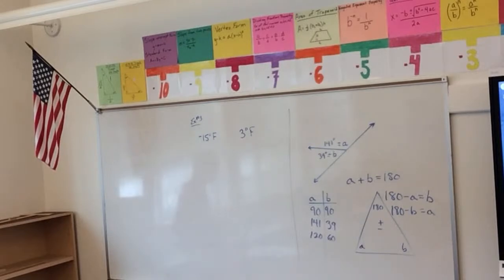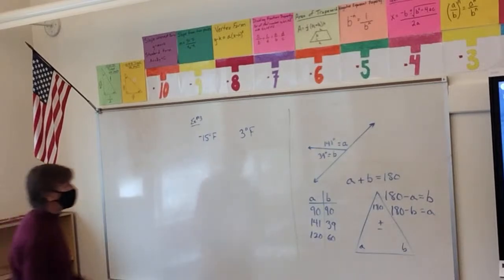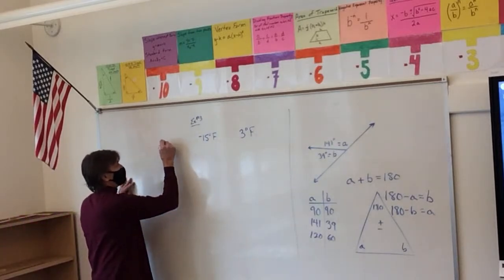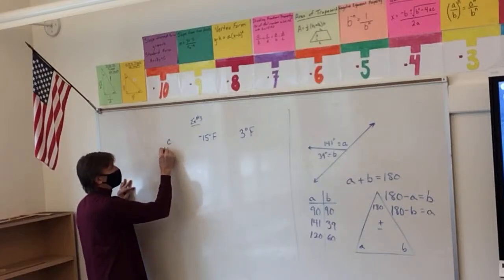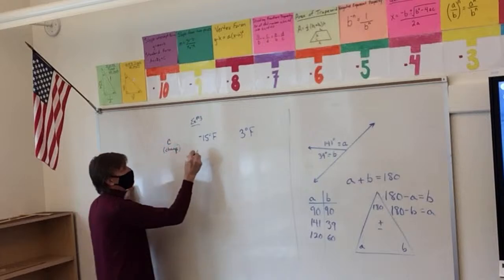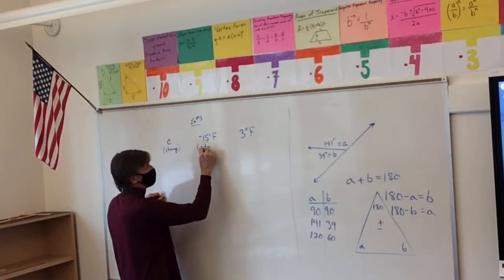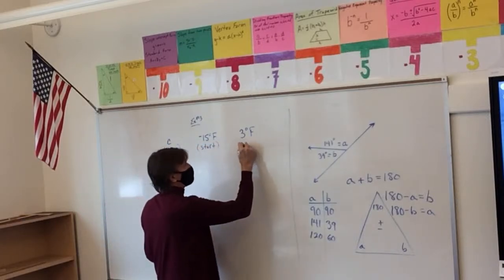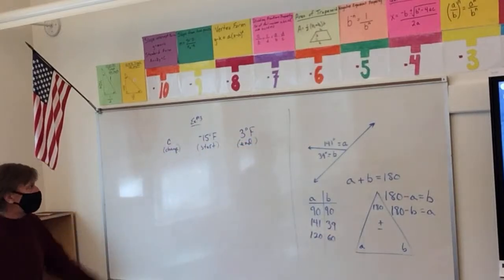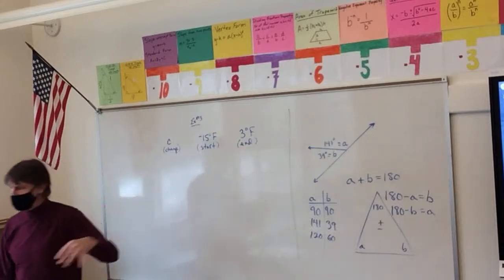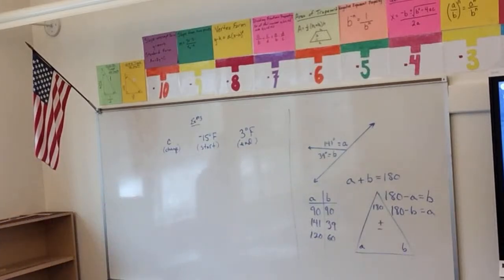Okay, so letter A says, using the variable C, write an equation that describes the situation. So when they say, what was the change in temperature, that's going to be C. So this here is the change. This value here is the start, and this is the end temperature. So we've got three things here that we have to write an equation with using the variable C.